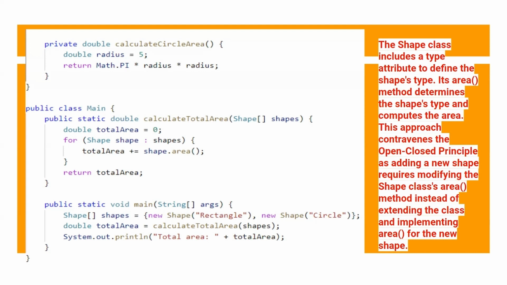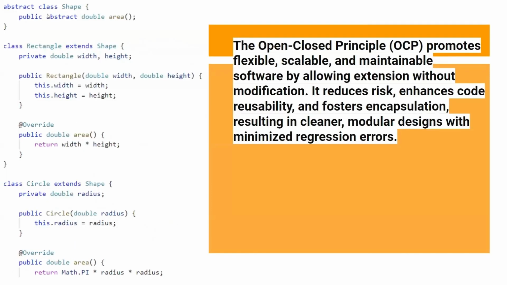So to avoid that issue, here I have applied the open-closed principle. As you can see, I have declared an abstract class Shape, and in that I have an abstract double area method. This class is extended by Rectangle, and the area method is overridden to calculate the area of the rectangle. Same goes for Circle as well. I'm overriding it to calculate the area for circle.